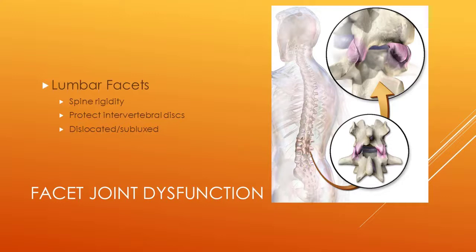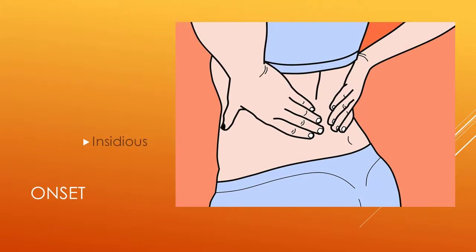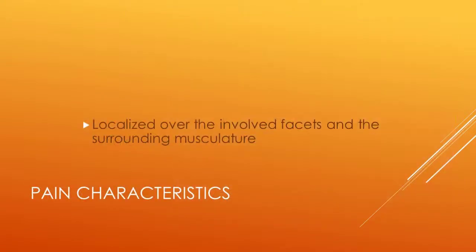A dislocated or subluxated facet joint tends to lock the individual spinal segment, which causes the vertebral column to become hypermobile. The patient may describe a decrease in symptoms with an increase in activity. The onset of facet joint dysfunction is insidious, and the patient will say they are not sure when it began. They will complain of localized pain over the involved facets as well as the surrounding musculature.